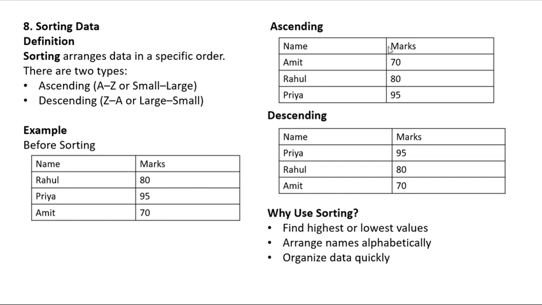In ascending order, the numbers move from small to large in the table, so 70 is first, then 80, and last 95. In descending order, 95 is the first data, second is 80, and last is 70. Why use sorting? To find the highest or lowest values, arrange names alphabetically, and organize the data quickly.